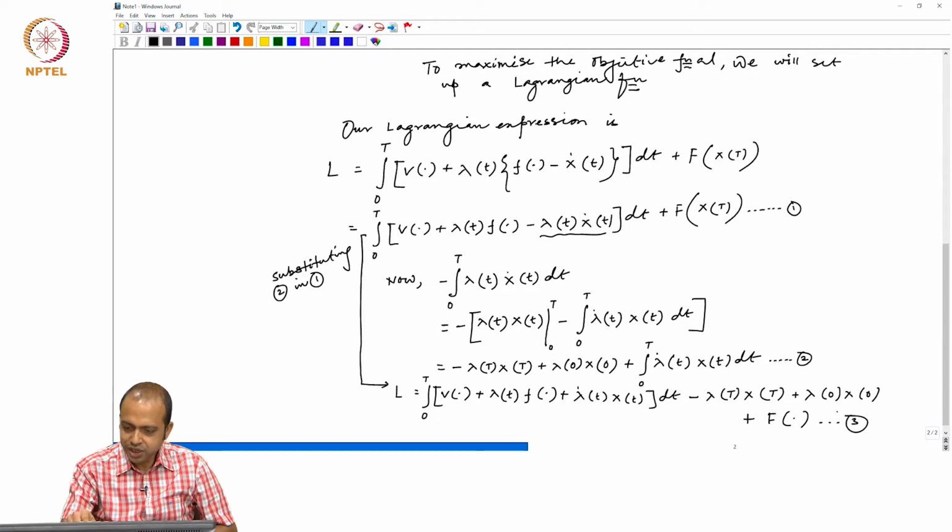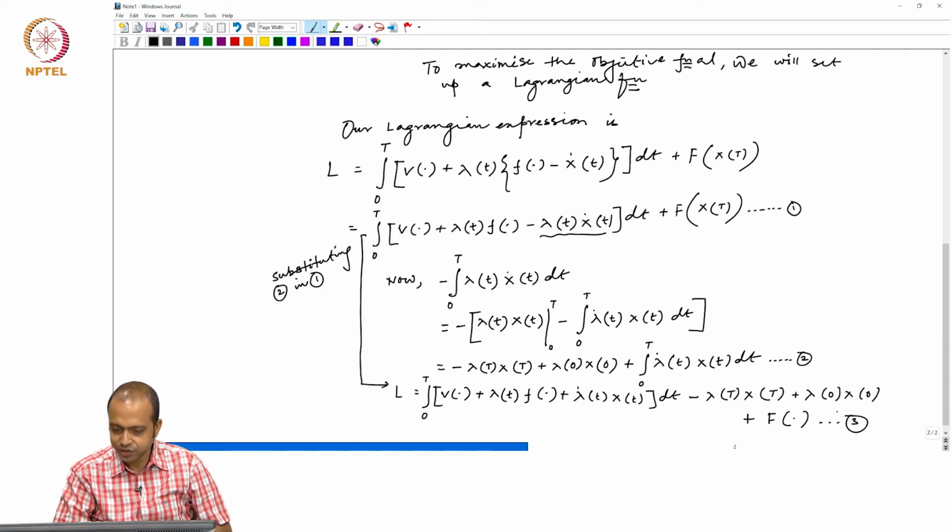Is this clear? So, basically I am substituting the expression I got for lambda dot t x t here, and then substituting 2 into 1, we are getting v dot lambda t this, and in place of this we are just putting this one, okay, because this is under integration. So, this part we are just putting here, and other things, these are all constant things, minus lambda t x t, these are the things we are putting here.